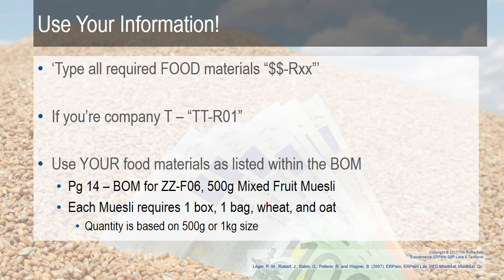If you were to add up all of the raw materials, ZZ-R01 through ZZ-R06, you would see that all that quantity equals 0.5, or half a kilogram. So if you were doing the half kilogram, your raw materials will add up to 0.5 kilograms for one, and then you'd have one box and one bag. If you're doing the 1 kilogram, it will add up to 1 kilogram plus one box, one bag.